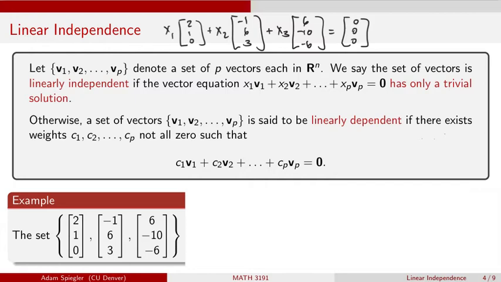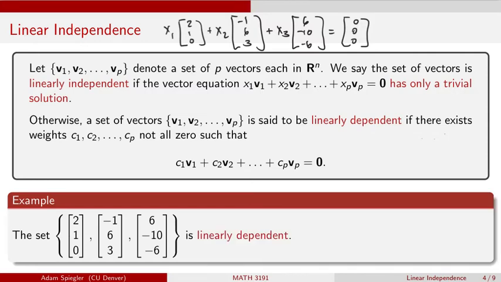And from the previous example, we saw that for this set of three vectors, the corresponding matrix equation did have a non-trivial solution. So we would call this set of vectors a linearly dependent set of vectors. And that means I'm able to write one of them as a linear combination of the others. If a set of vectors, on the other hand, is linearly independent, then that means it's impossible to write any one of these vectors as a linear combination of the others.